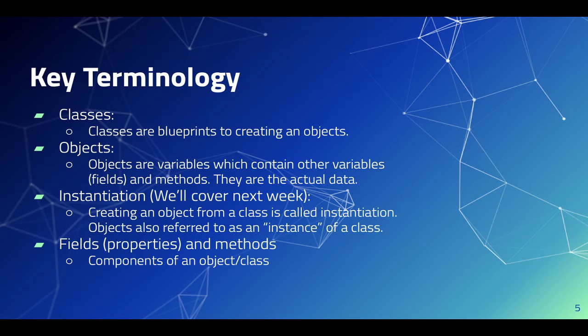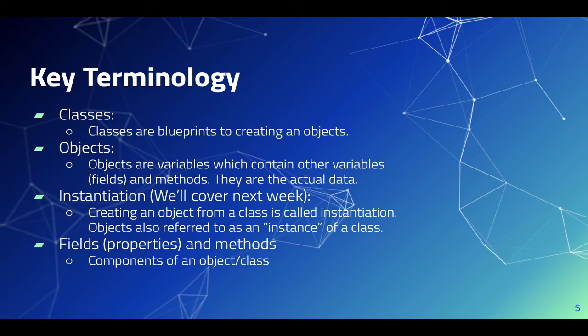You can make thousands of houses from the same blueprint. And essentially the process of creating a house from the blueprint, or creating an object from its class, is called instantiation. Each object can have fields and properties.